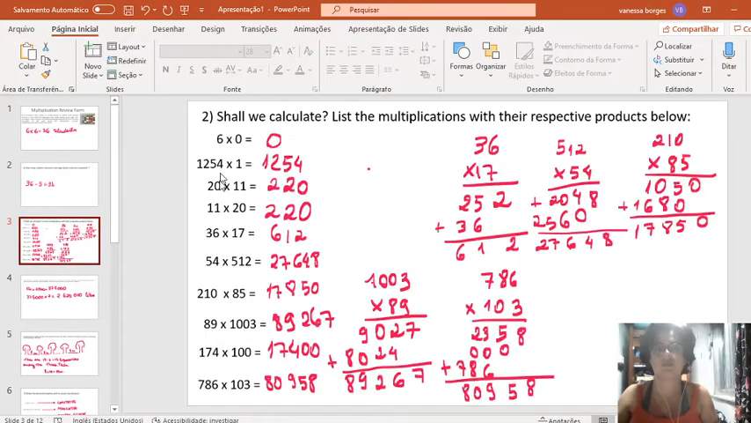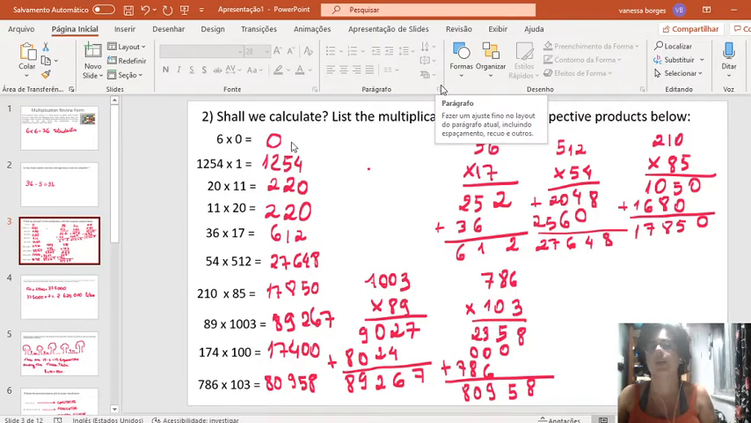Then, number 2. Shall we calculate? List the multiplications with their respective products below. 6 times 0 is 0, because any number multiplied by 0 is 0. Then, 1254 times 1 is 1254. Why? Number 1 is the neutral element of multiplication. Then, 20 times 11, 220.